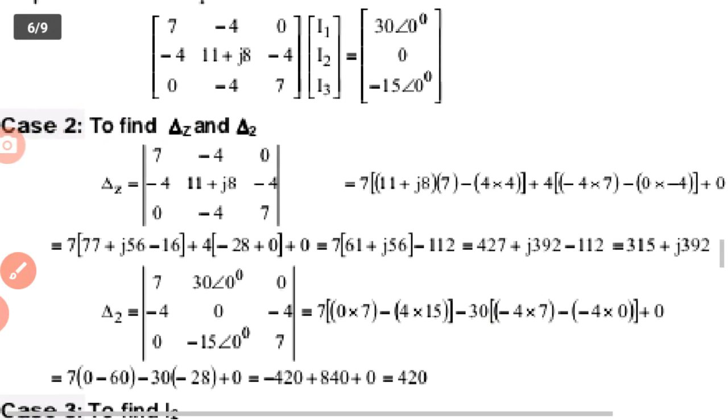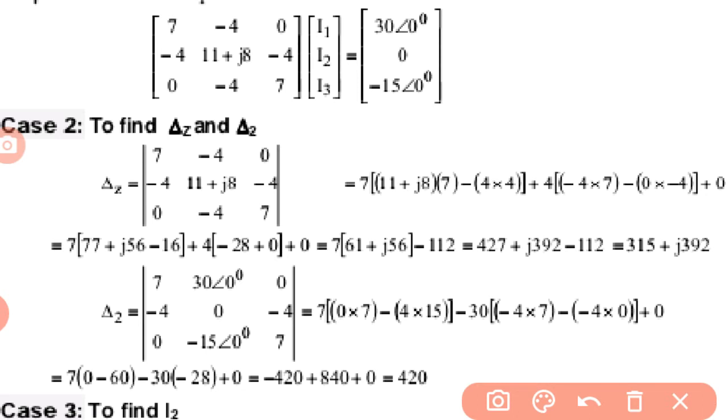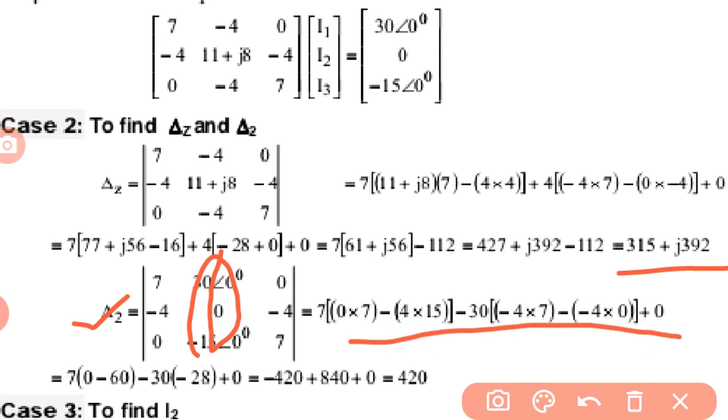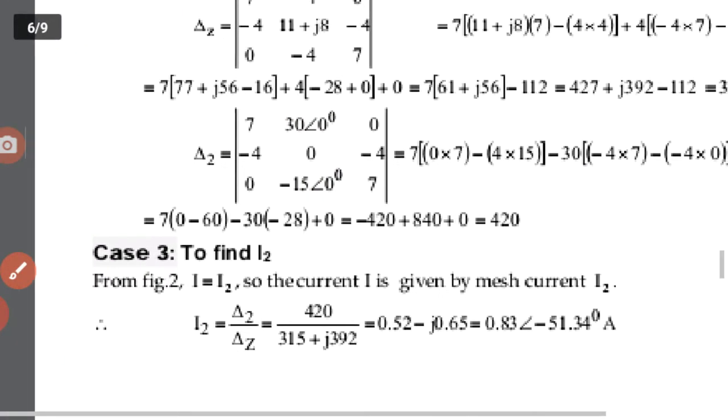When you solve this delta Z, the value we get is 315 plus j392. After that, we have to find the current, for which we choose either delta 2 or delta 1. Here we are only finding the total current I, or if you want I2 or I1, in a series circuit I1 is equal to I2. So next, determine the value of delta 2, replacing the second column with the voltage vector: 30 angle 0 degrees, 0, minus 15 angle 0 degrees. Then the determinant is equal to 420.